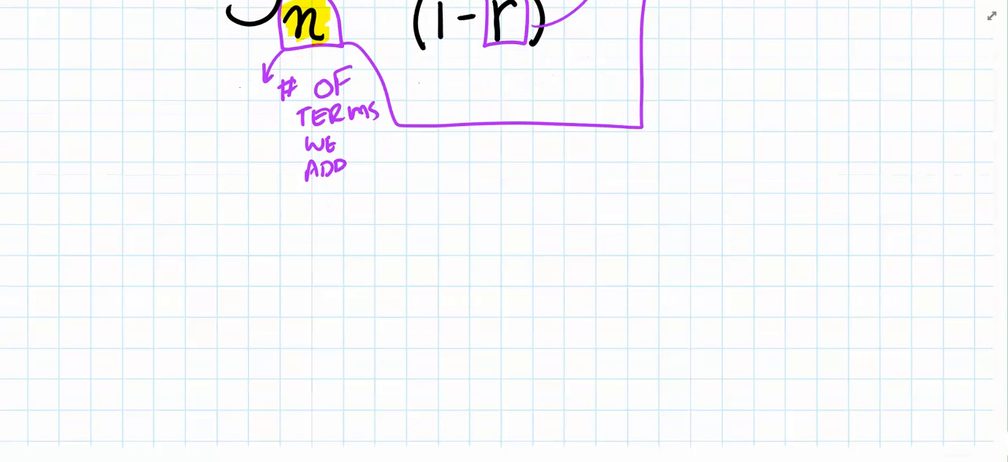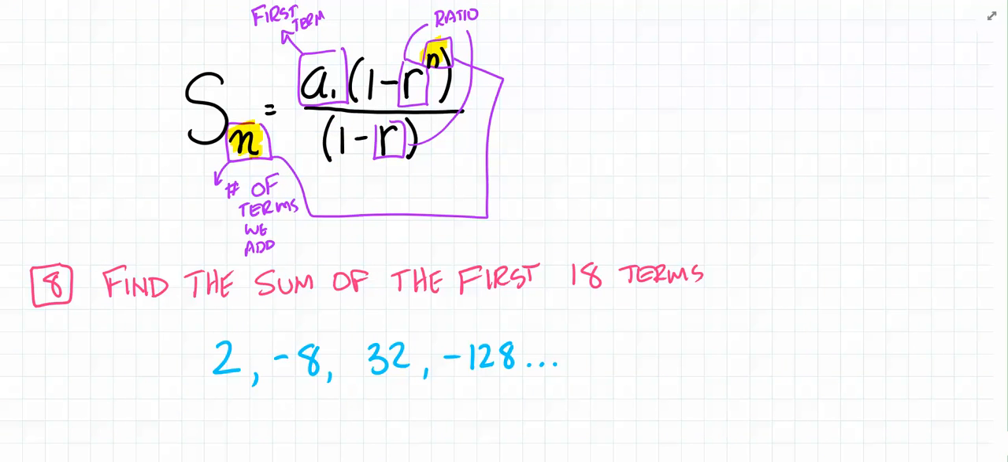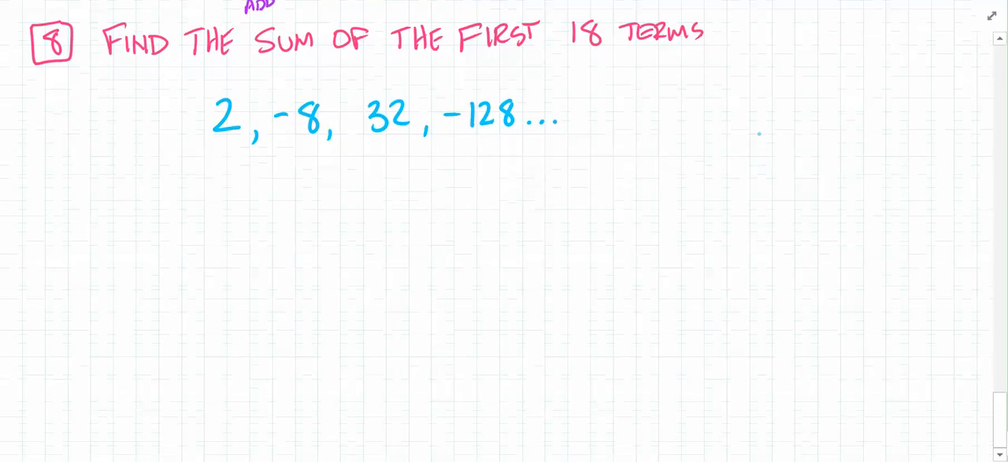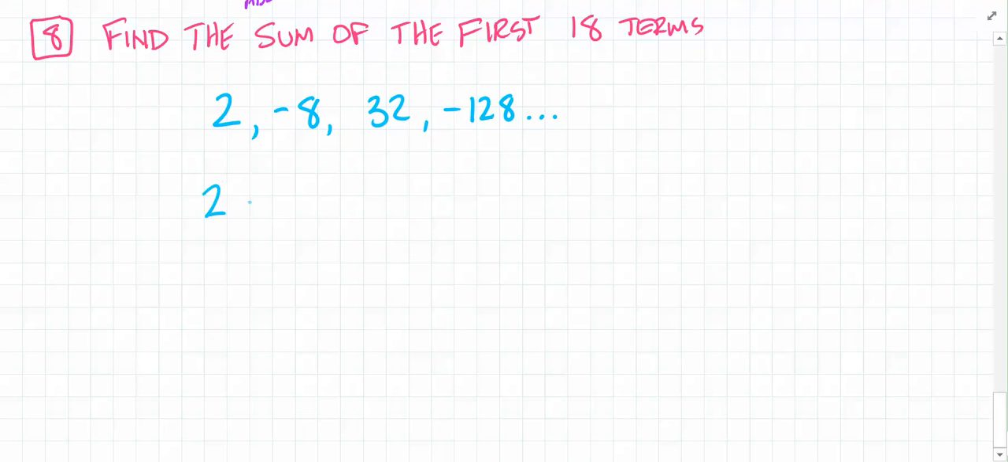Here's an example where there's no way we could do this by hand. It would take us forever. So we want the sum of the first 18 terms. So I'm going to move this up. I will come back to it, though. This is saying 2 plus -8 plus 32 plus -128 plus and so on, all the way down for the 18 terms of this thing. So we need to apply what we have. We want the sum of the first 18 terms.